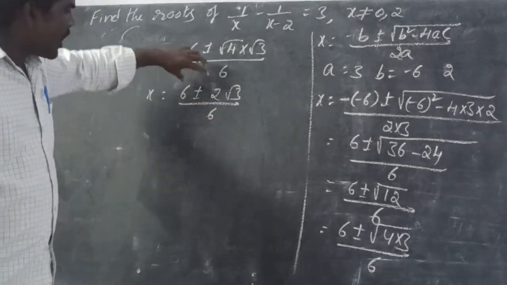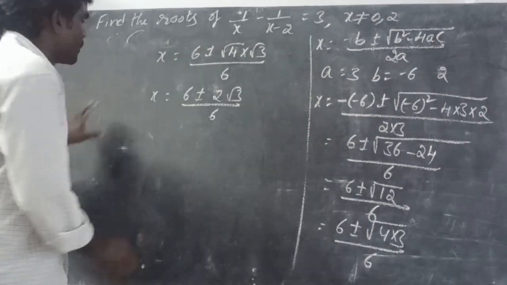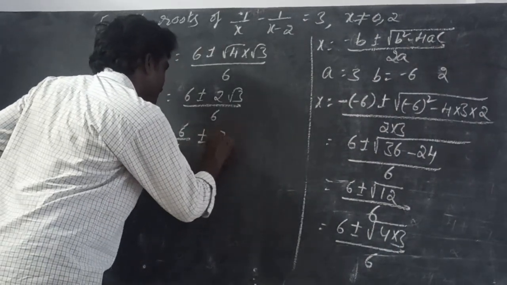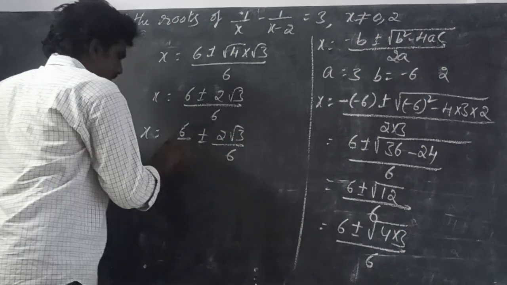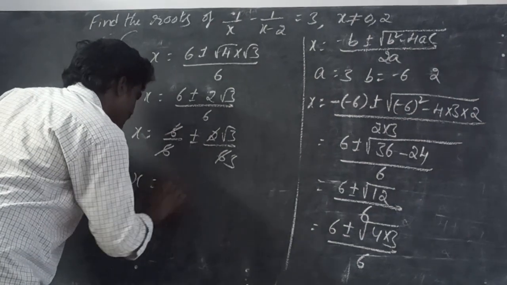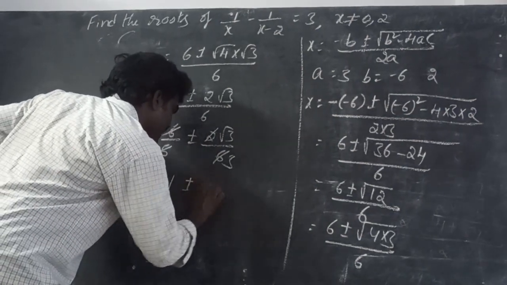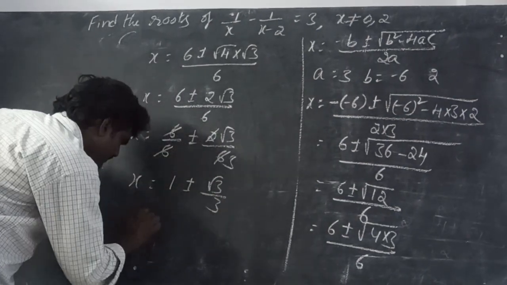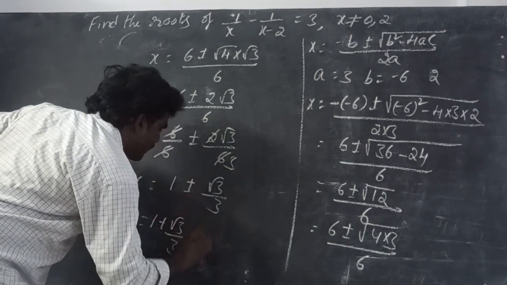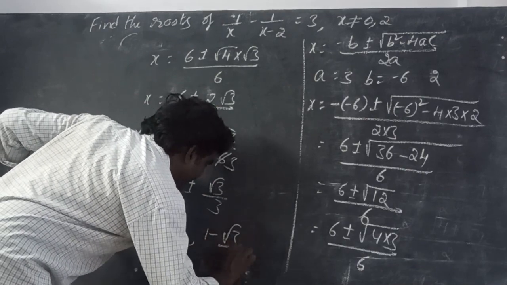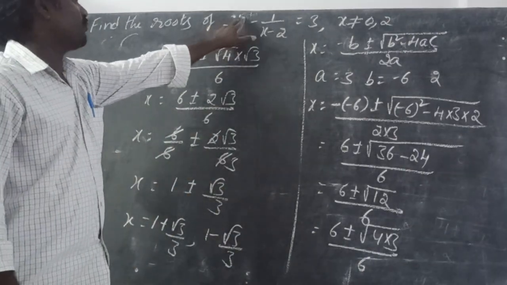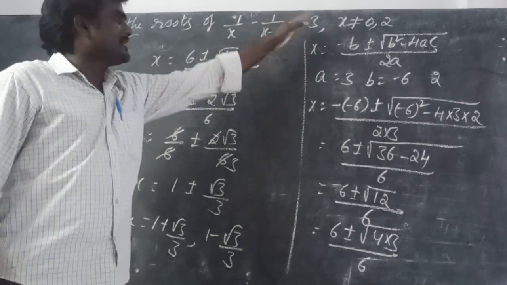The 6 is a common denominator for these two terms. So we can write x is equal to 6 by 6 plus or minus 2 root 3 by 6. 6 cancel, 2 ones are 2, 2 threes are 6. That is x is equal to 1 plus or minus root 3 by 3. Now what are the roots? 1 plus root 3 by 3, comma 1 minus root 3 by 3. Okay, so these are the roots of the given equation, 1 by x minus 1 by x minus 2 is equal to 3.